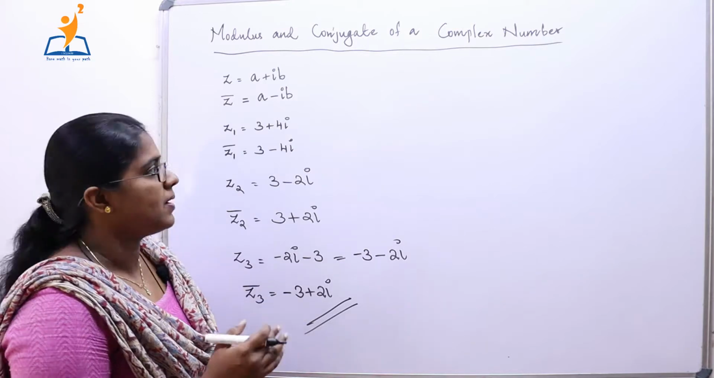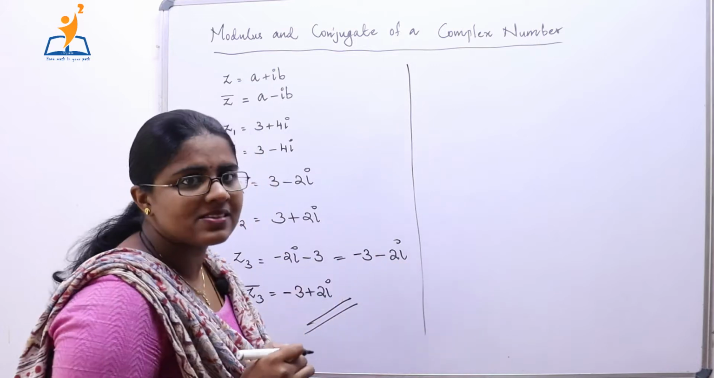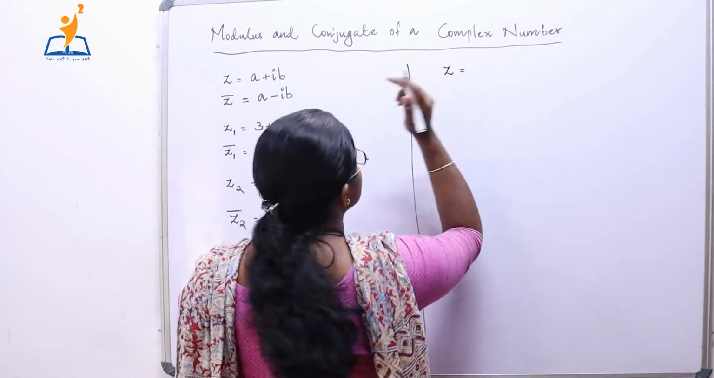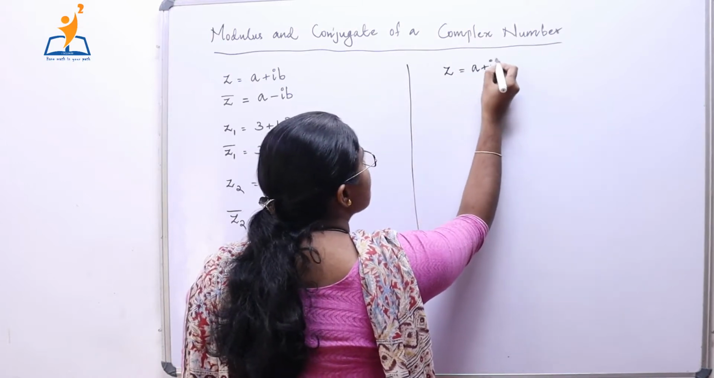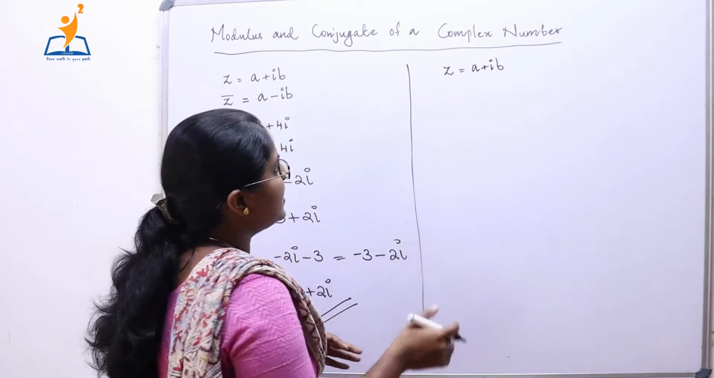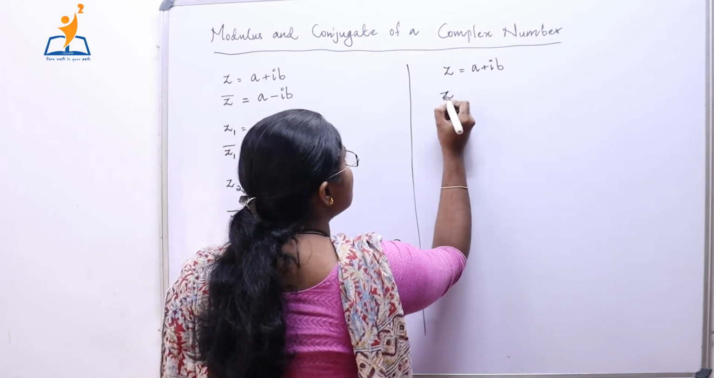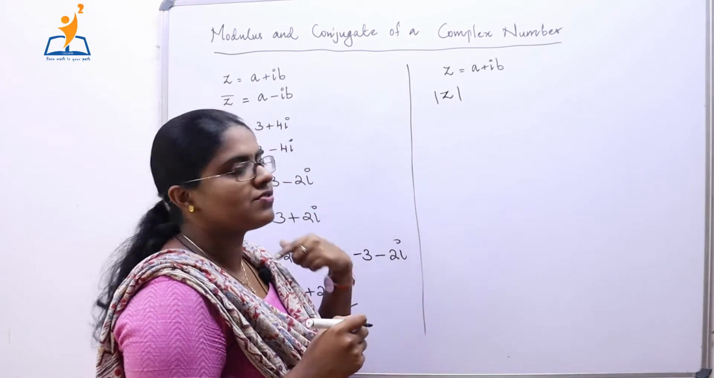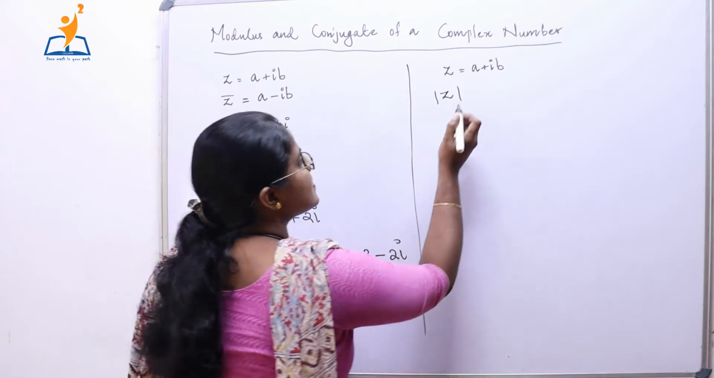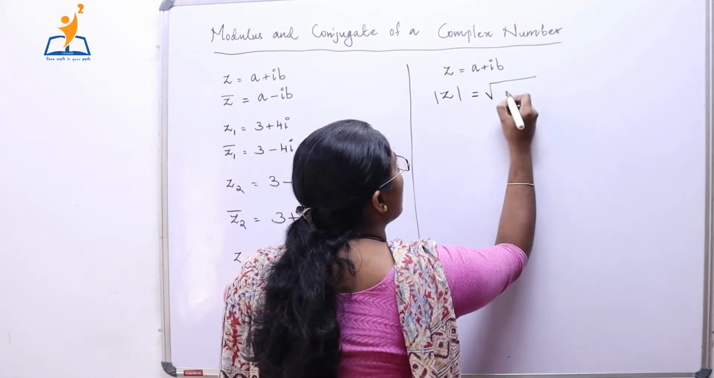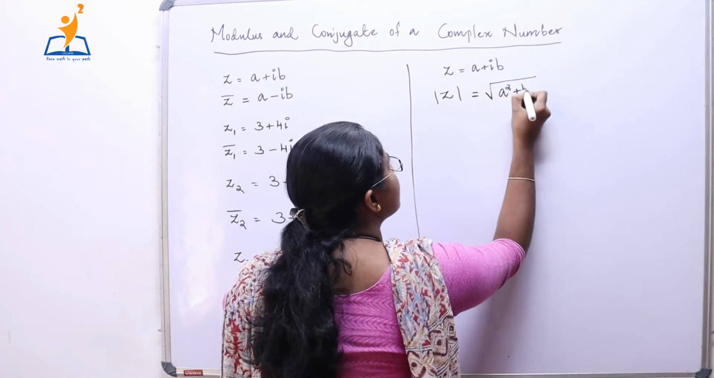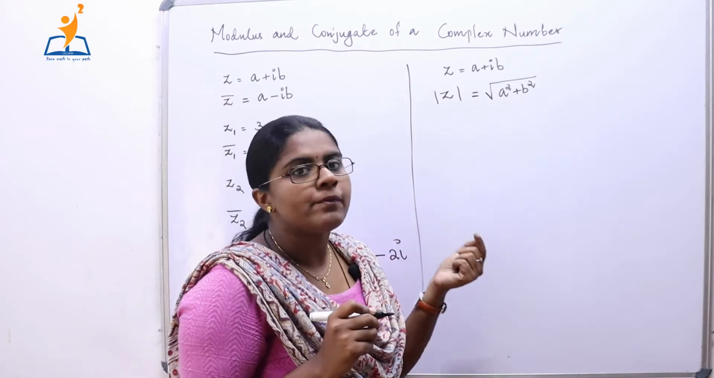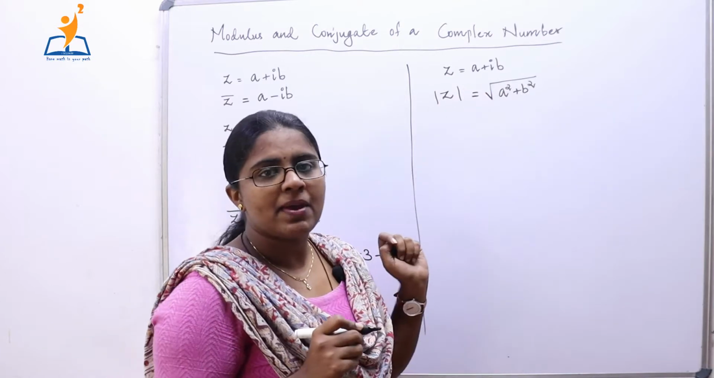Now let's have a look at what is the modulus of a complex number. As considered before, let Z is equal to A plus IB be any complex number. Then modulus of Z can be represented like this: mod Z. It is read as modulus of Z or mod Z. Its modulus is simply square root of sum of squares of its real and imaginary parts.